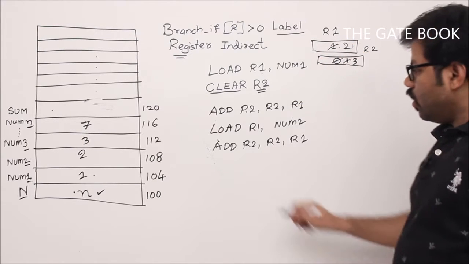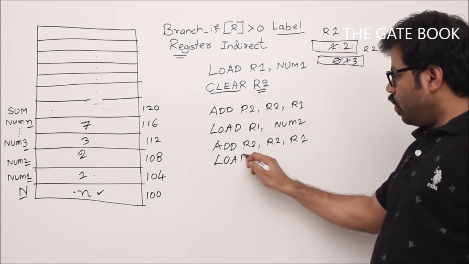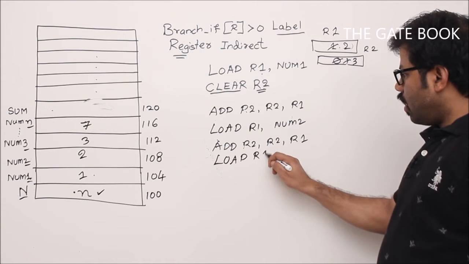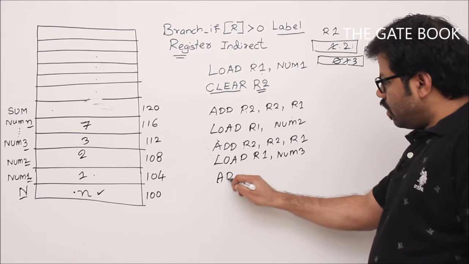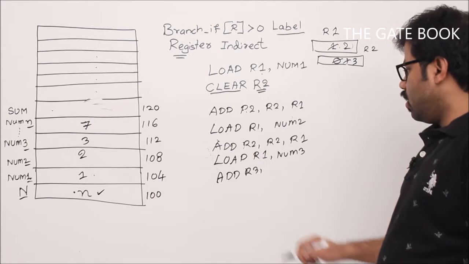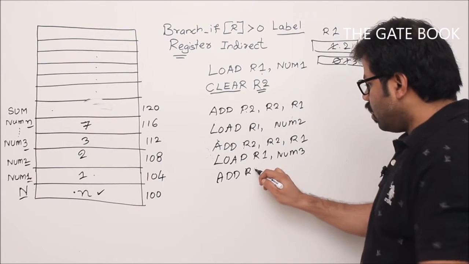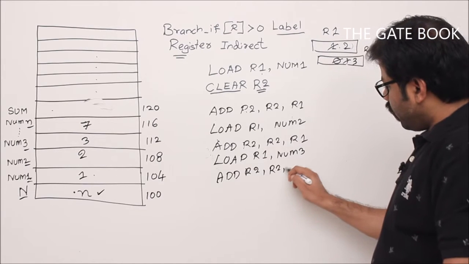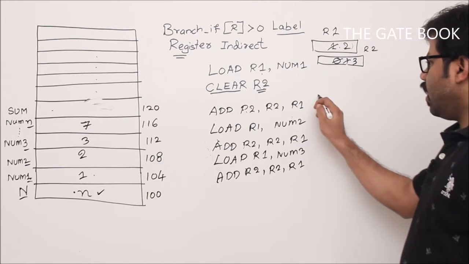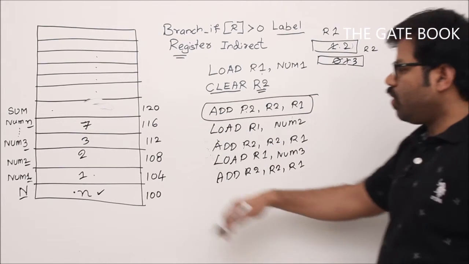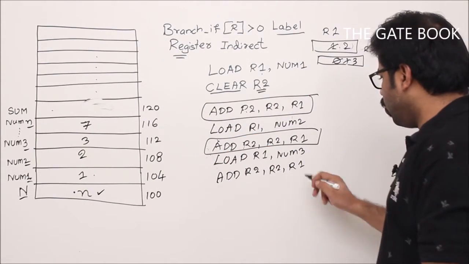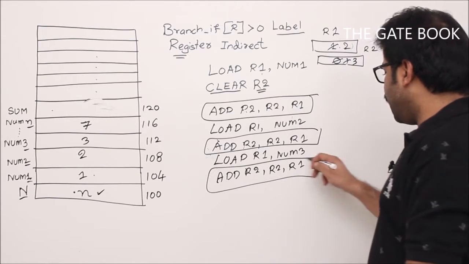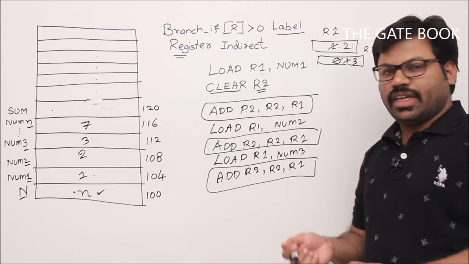Then after that, you have to do one more thing. Load R1 with number 3, add R2, R1. So here slowly you understand that this is repeated, correct? For example, if you have 100 such numbers, are you going to repeat this instruction 100 times to evaluate it? That's a bad design, correct? So we need a good design of code.